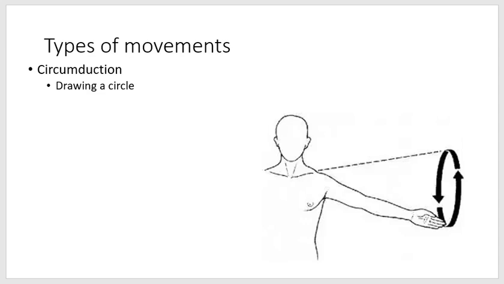And circum just kind of means circle, right? If somebody is going to go around the globe, they're going to circumnavigate. The perimeter of a circle is its circumference, right? So circum means circle.